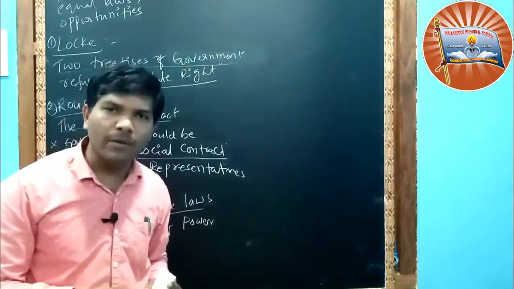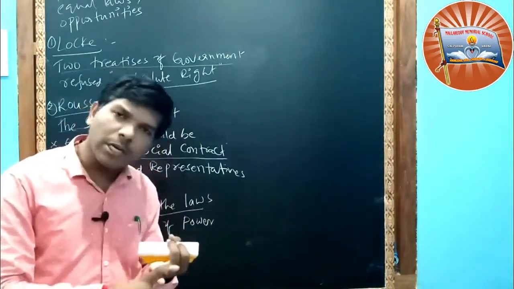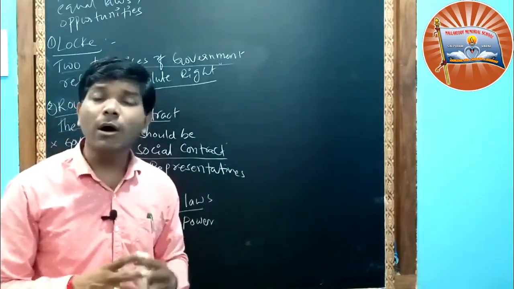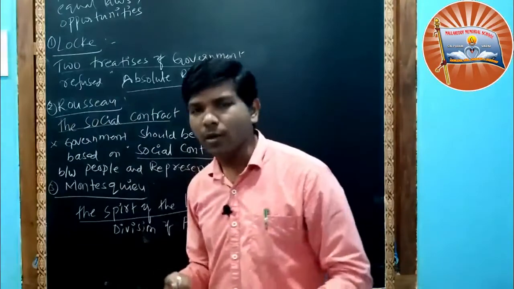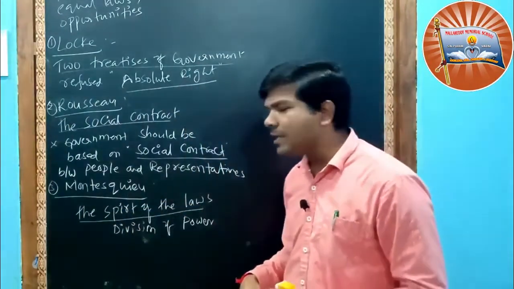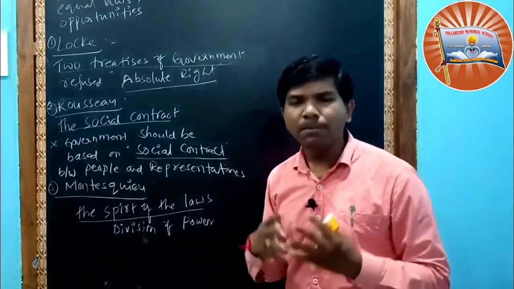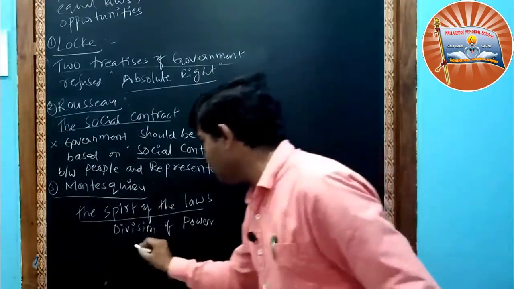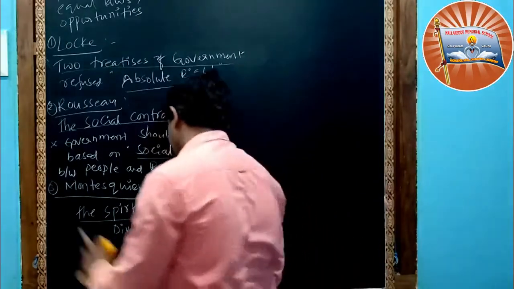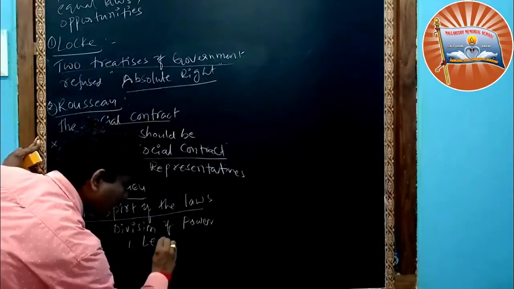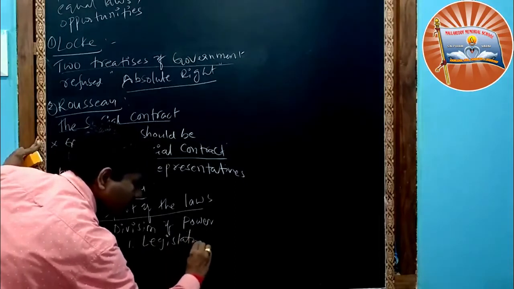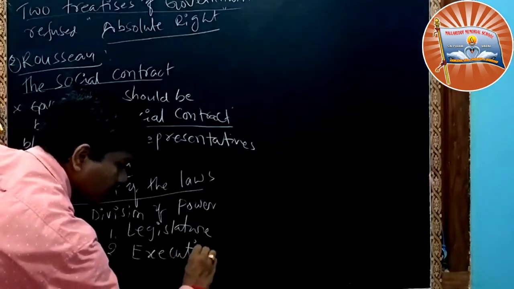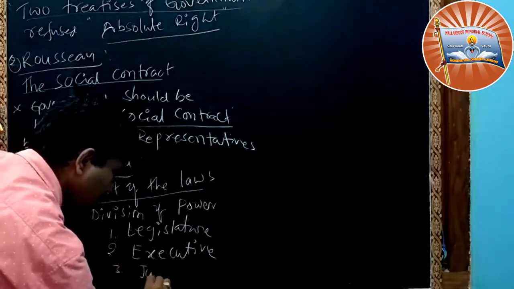The king held all the powers. He was the only police, the only lawyer, the only judge, the only officer. All decisions were made by the king only. But Montesquieu proposed that there must be a division of power between three important organs. The first is the legislature. The second is the executive. The third is the judiciary.